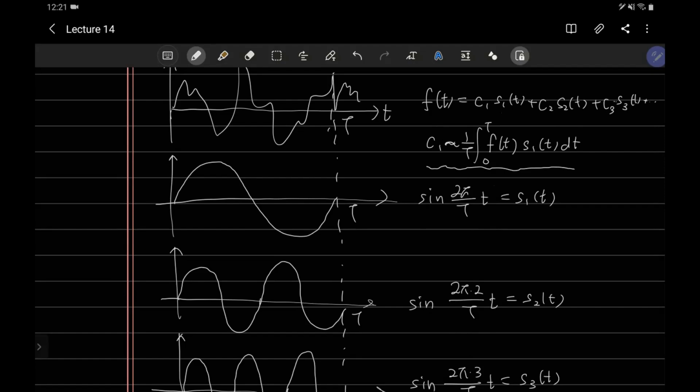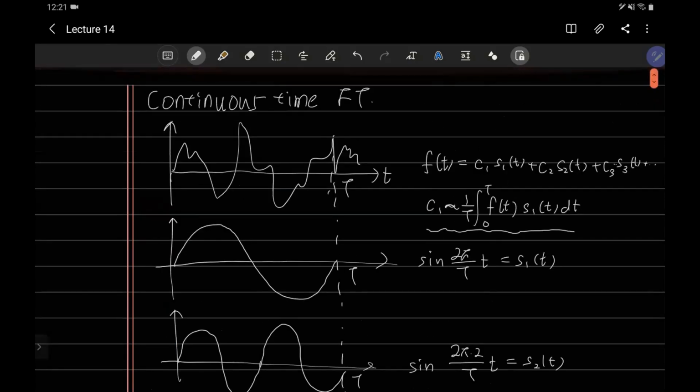And then once we expanded any arbitrary function like this one in terms of this, you can basically think that each of these functions is a vector, and then this is some arbitrary vector f of t, and we just expanded this vector in terms of the basis vectors, like this one. Now, what is the discrete Fourier transform?